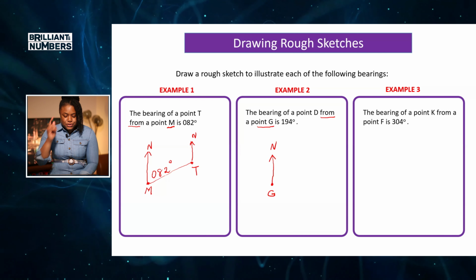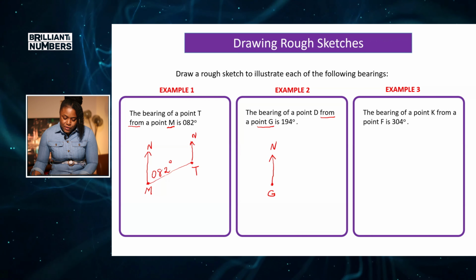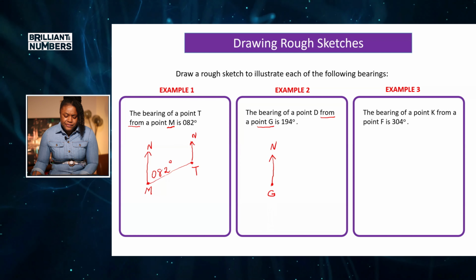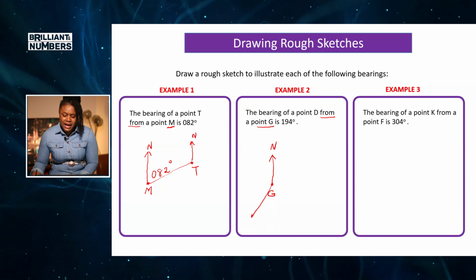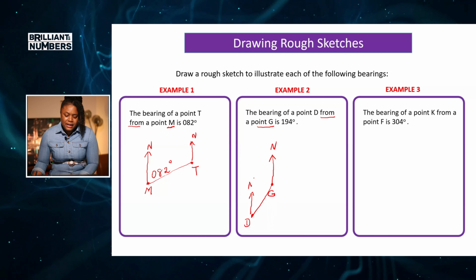Now I'm thinking cardinals. I know 180 degrees is to the south, so if I imagine in my mind 180 degrees is somewhere straight along. So 194 is going to be somewhere approximately here, and then I label that D, make my north line, and show that all the way around here is 194 degrees. We've gotten through 2 examples, and I hope you notice the first one was an acute angle and the second one was an angle greater than 180 degrees.